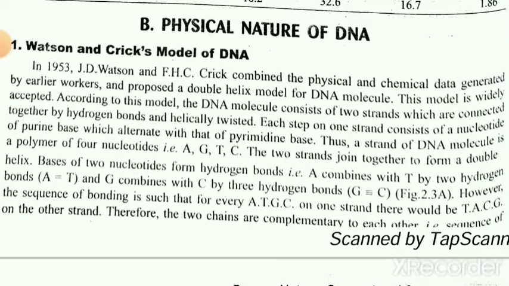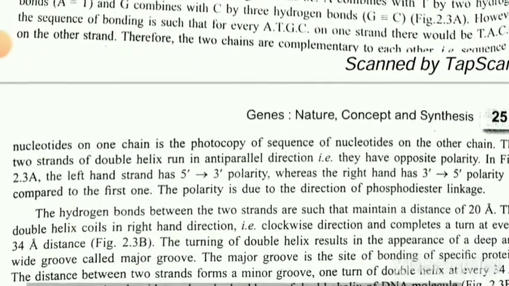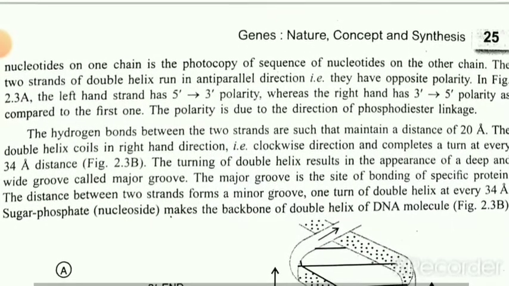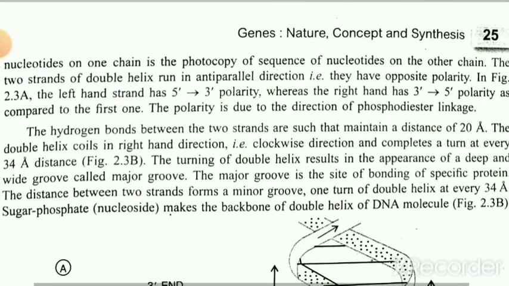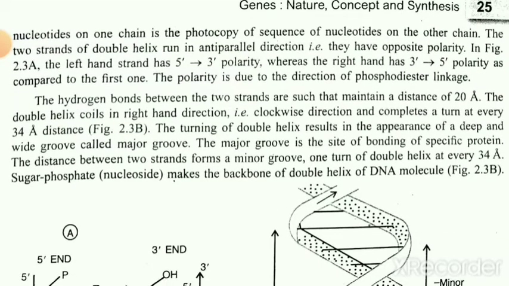A sequence of nucleotides on one chain is the photocopy of the sequence of nucleotides on the other chain. The two strands of the double helix run in antiparallel direction, i.e. they have opposite polarity. In figure 2.3a, the left-hand strand has 5' to 3' polarity, whereas the right-hand strand has 3' to 5' polarity as compared to the first one. The polarity is due to the direction of phosphodiester linkage.